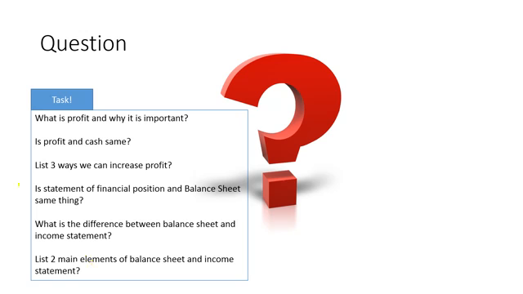Okay, so the first question is, what is profit and why is it important? I want you to give me short, clear answers. So don't write lots, just a short, clear answer. Is profit and cash the same? Yes or no? Can you list 3 ways we can increase profit? We covered that. Is statement of financial position and balance sheet the same thing? Yes or no? What is the difference between balance sheet and income statement? List two main elements of balance sheet and income statement.